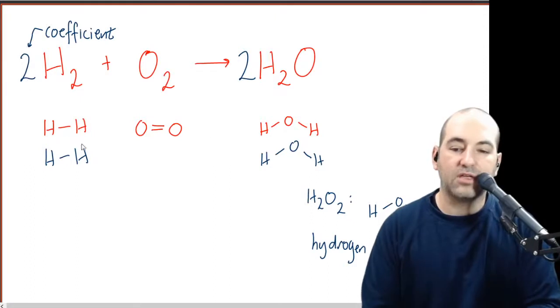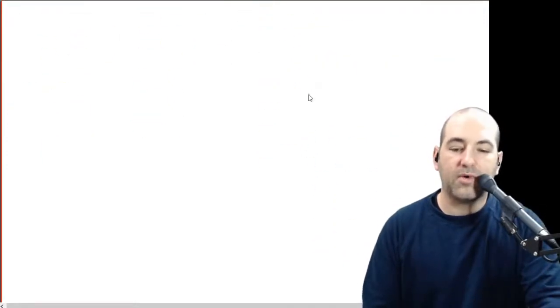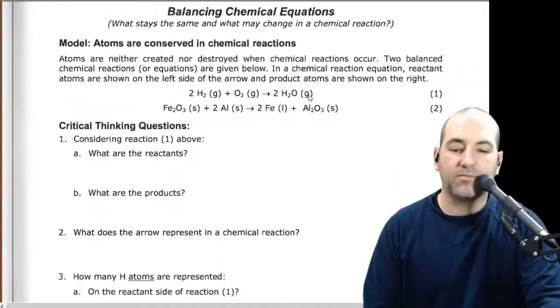So now you can see, even without looking down here at the structures, you can see we've got four hydrogens here, so 2 times 2 and 2 times 2, two oxygens here, and two oxygens here. So now it works. All right, so let's go back to the worksheet here.